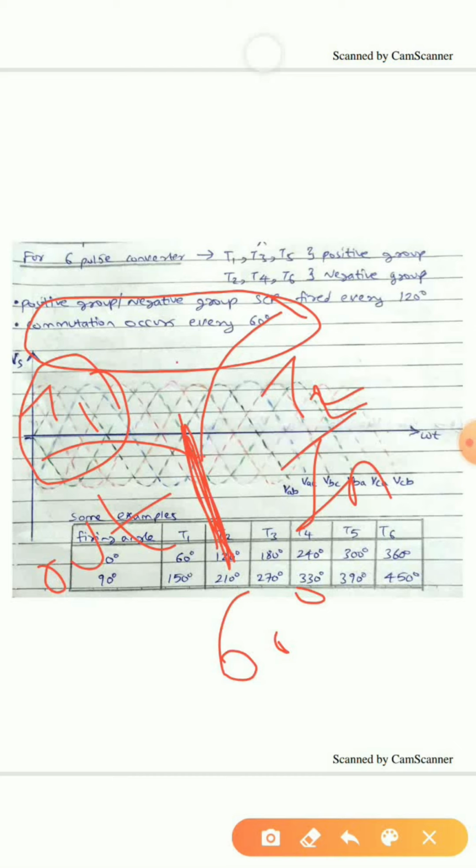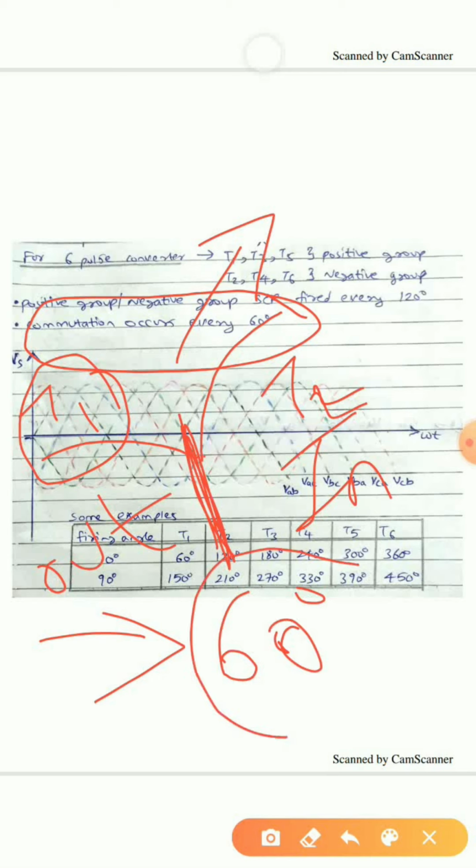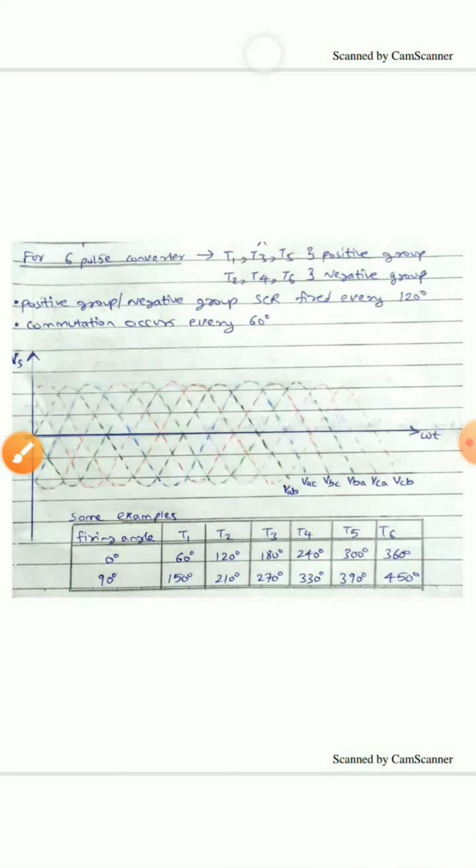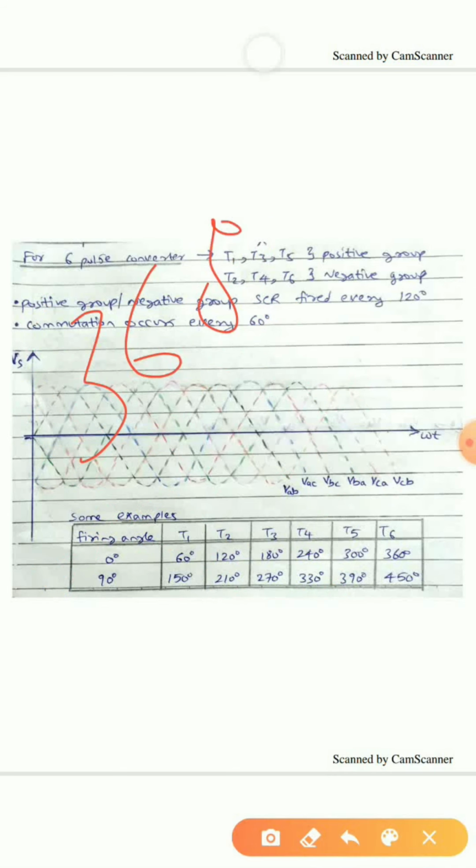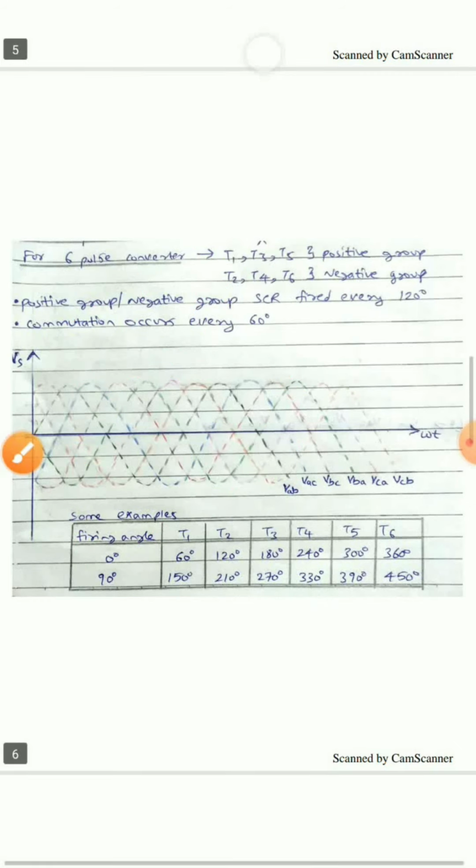So here we can clearly see that there should be a difference in the values. That is, T2's value should be increasing in nature and T1's value should be decreasing in nature. Then only we can get a smooth commutation. So here it is clearly understood that we have a commutation every 60 degree. That is, for a 360 degree cycle every SCR will conduct for 60 degree, that is 6 into 60, we get a full 360 degree cycle.